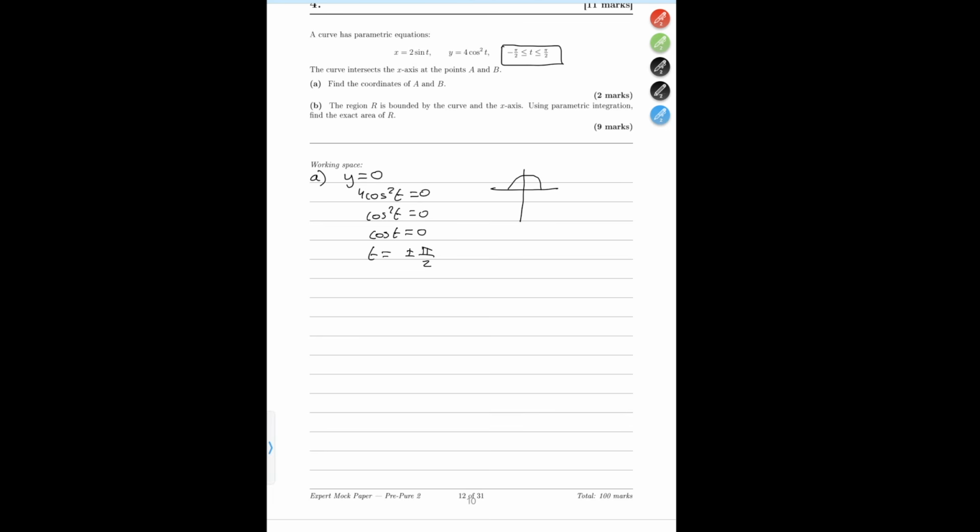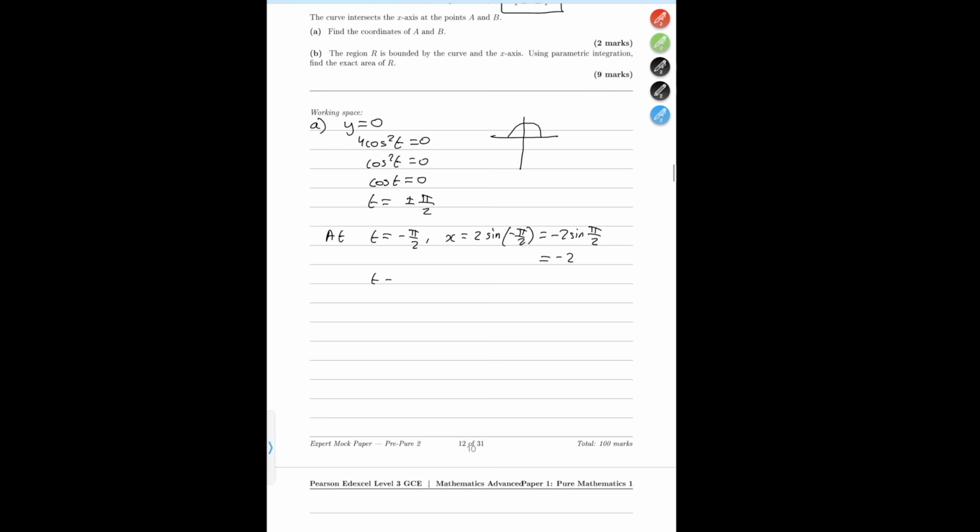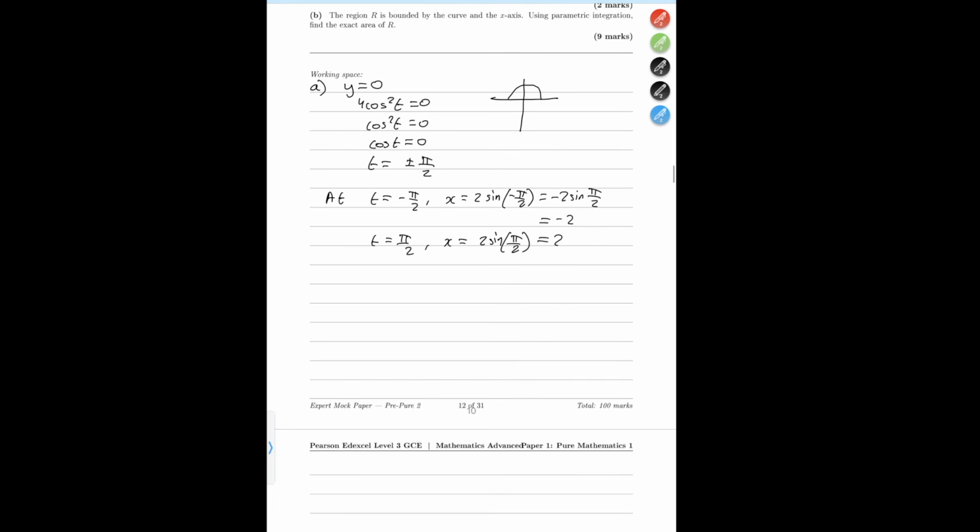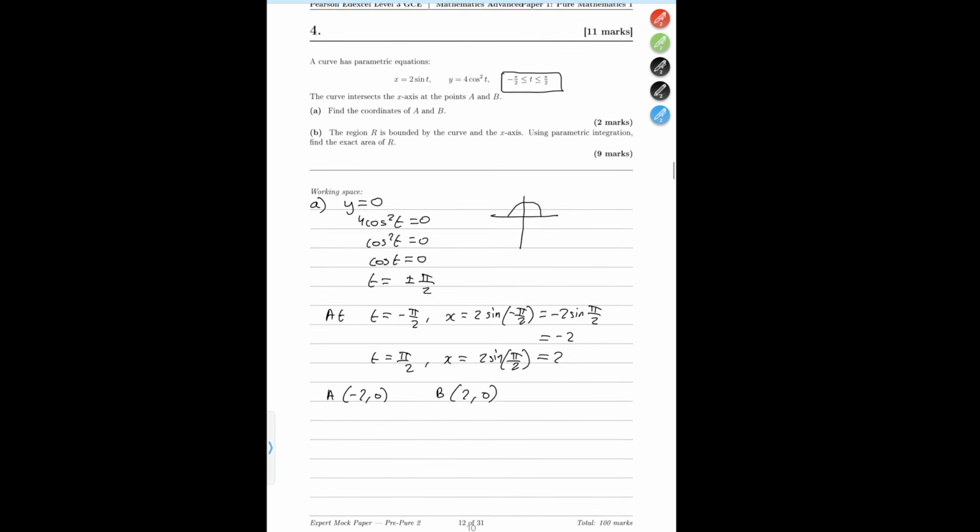So now what we're going to do is substitute that in to x. At t equals minus pi over 2, x is equal to 2 sine minus pi over 2, which is minus 2 sine pi over 2, which is minus 2. At t equals pi over 2, x equals 2 sine pi over 2, which is 2. So we can define A to be (minus 2, 0), and B to be (2, 0). So hopefully that makes sense for part A.